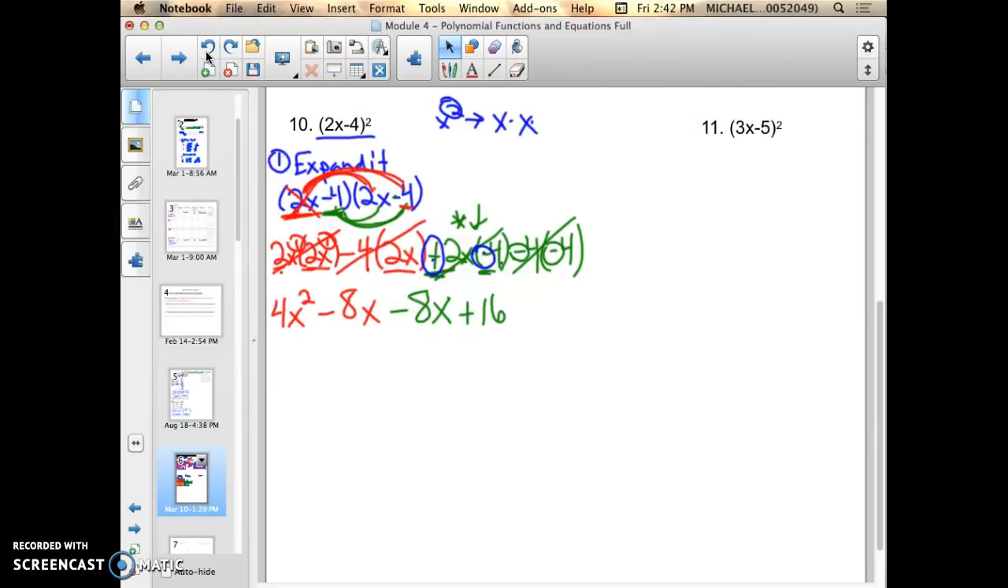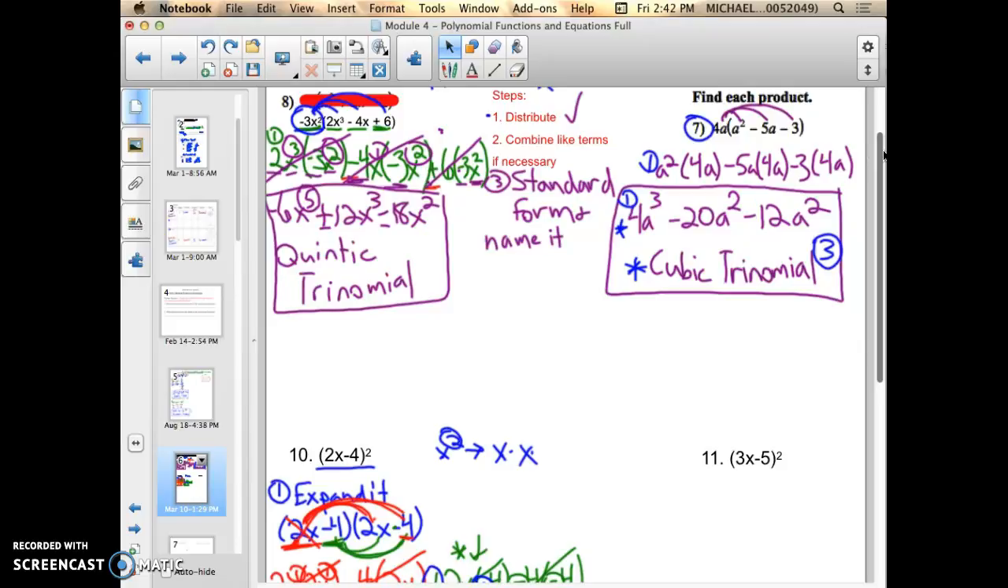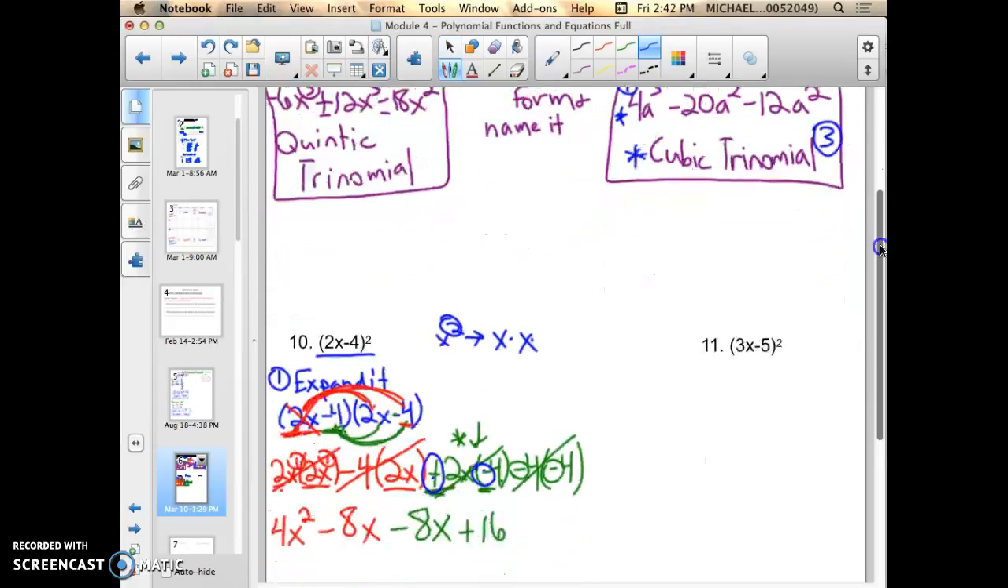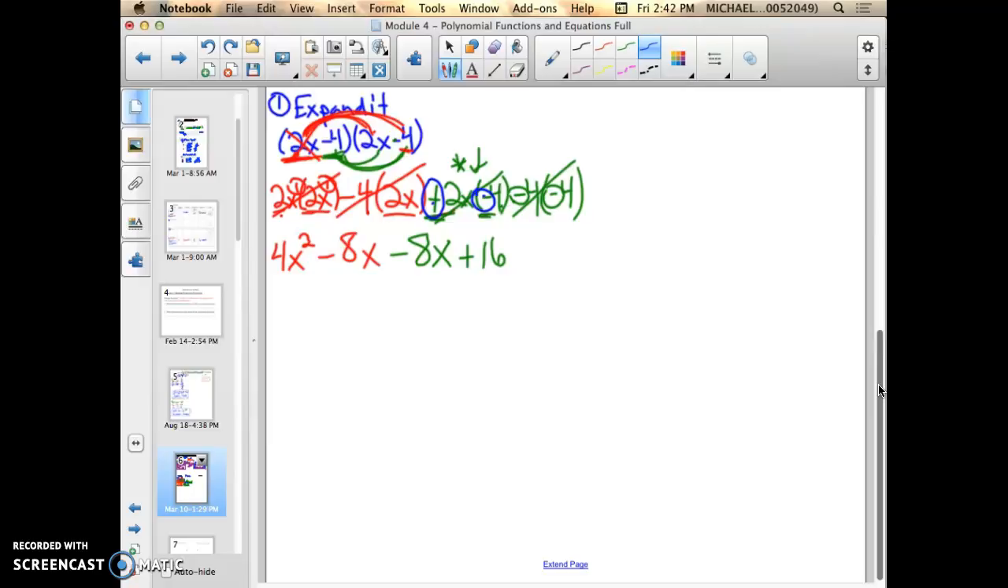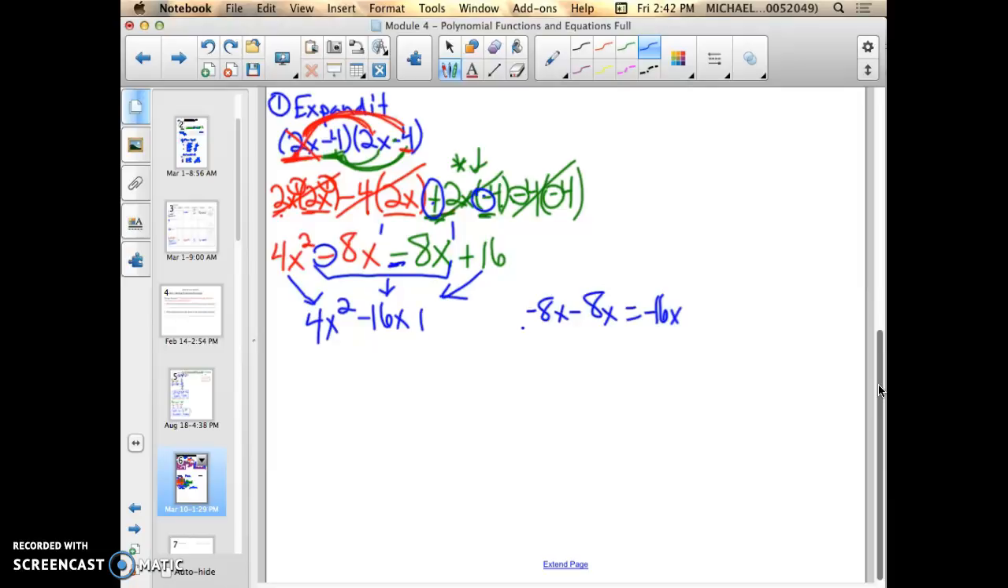And so now, step 2 of the last part over here, combine like terms if necessary, is going to come into play. Because if you can see, there are indeed like terms to combine at this step. I have these right here. And I know that they're alike because it's both x to the 1. I can do side math if I want. I have a negative 8x minus 8x equals negative 8 minus 8 is a negative 16x. And so this becomes negative 16x. I didn't touch the 4x squared, so I'm just going to bring it down. And I didn't touch the 16, so I'm just going to bring it down as a plus 16.